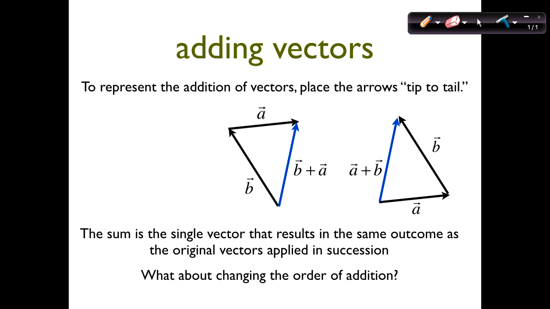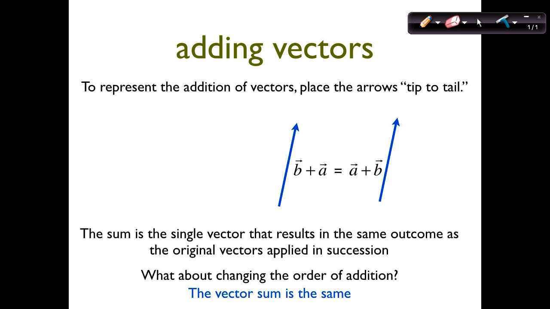Same. Is it the same vector? Yeah, it'll be the exact same vector, okay? So this is the idea that addition of vectors is commutative. You can change the order. You can go in any order and you're always going to have the same result as the crow flies from start to finish. Same vector. Questions on adding vectors?